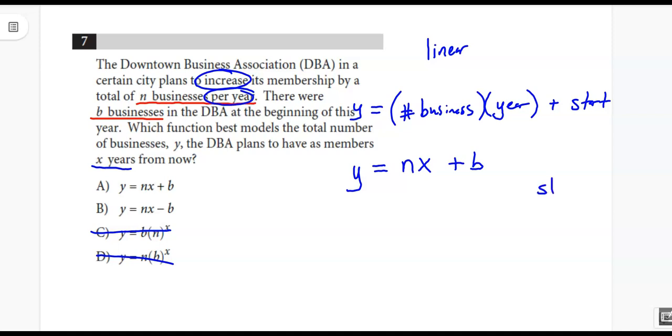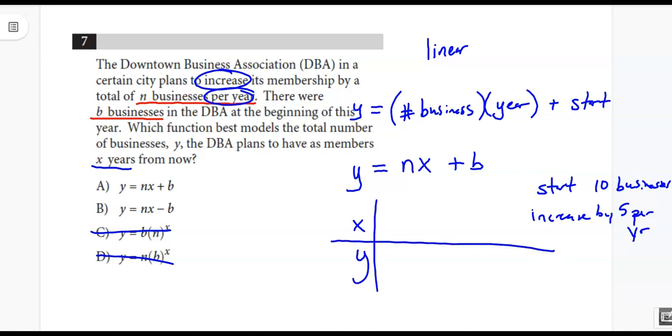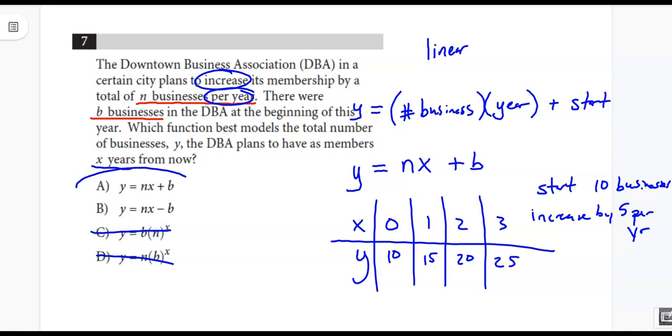So let's just say that we start with 10 businesses. And then let's say we're going to increase by 5 per year. So if I make a little XY table, at year 0, at time 0, we have 10 businesses to start. Then 1 year later, we're going to add 5 to it, so we're going to have 15. 2 years later, we're going to add 5 to it, and have 20. 3 years, we're going to have 25. So I believe right here, this is the correct answer.